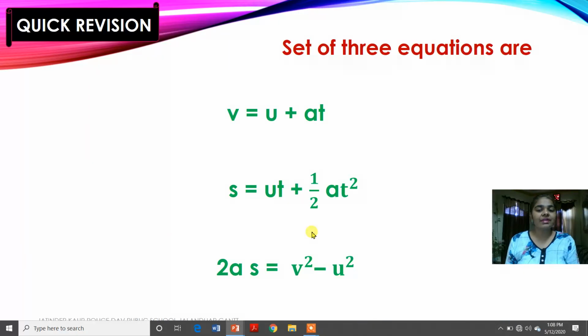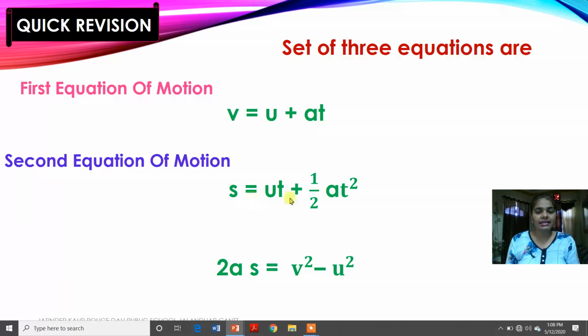And next we have studied about the three equations. The first is V equals to U plus AT. And second is S equal to UT plus half AT square. And third equation is 2AS equal to V square minus U square. This equation we are going to derive today.